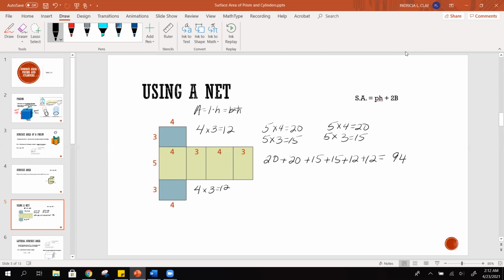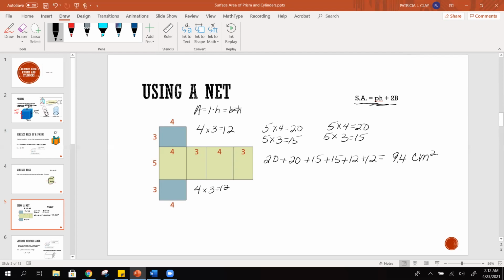Do we remember our units from last time? We had centimeters, so it's going to be centimeters squared. Let's not forget our units. Now remember we had this formula that I showed on a previous slide. Let's try our formula and see how we do.